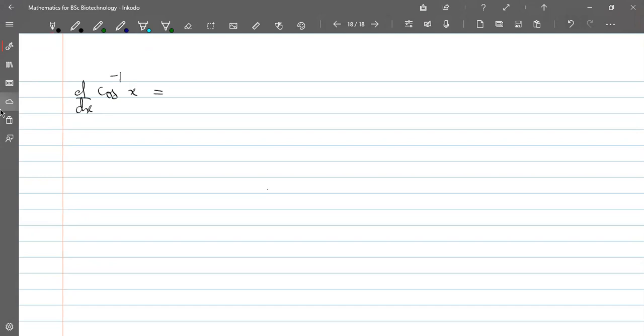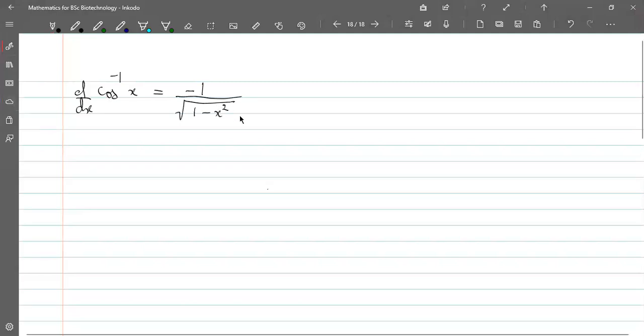So the answer here, I'll just give you the answer, and you can ask me if you did not get this answer or you got a different answer, then we can look at it. But I think everyone has already got the same answer. The derivative of cos inverse x is minus 1 upon square root of 1 minus x square.